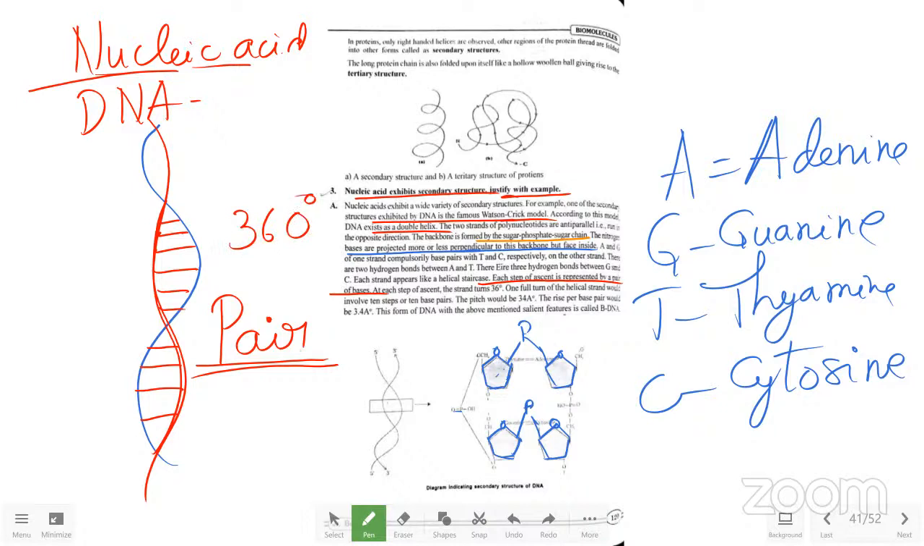One helix has 360 degrees. Each and every step of the ascent has 36 degrees. And the pitch width will be 34 angstroms. The distance between the two base pairs is 3.4 angstroms, because in each helix, 10 base pairs are present.